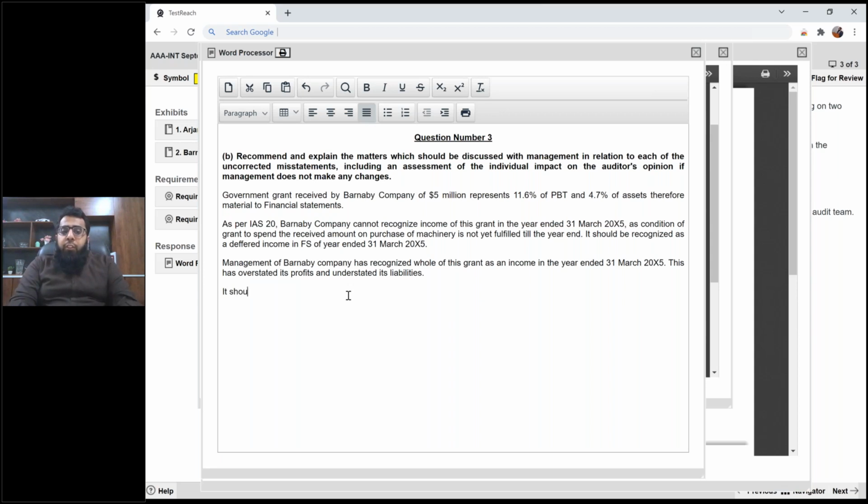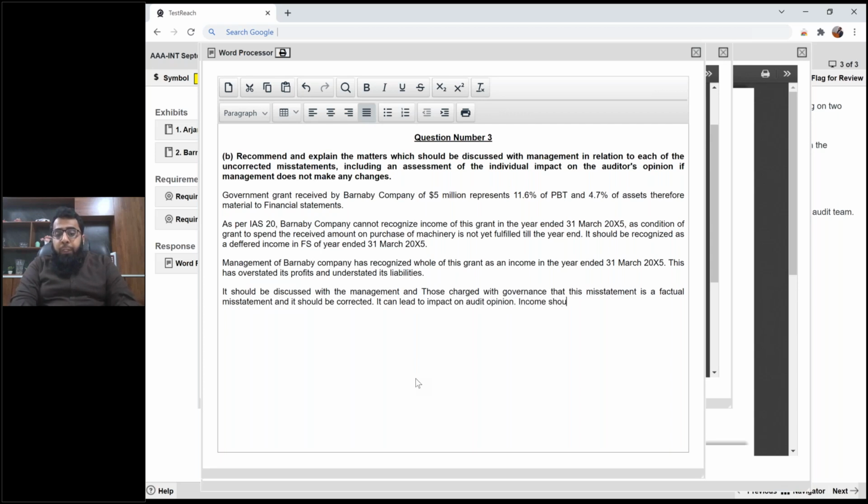Now, it should be discussed with management and those charged with governance that this misstatement is a factual misstatement and it should be corrected. It can lead to impact on audit opinion. Income should be reduced by $5 million and liability should be increased by $5 million.